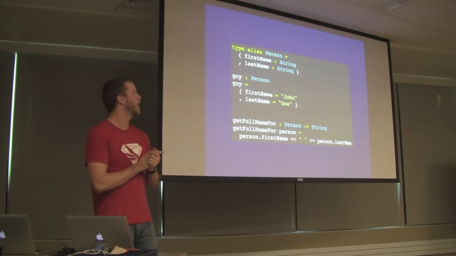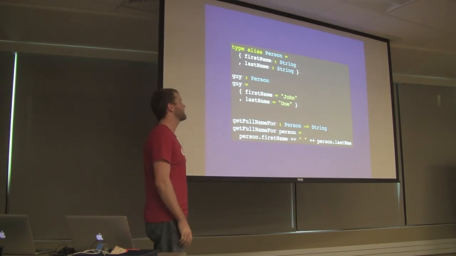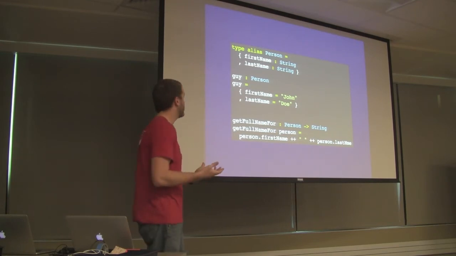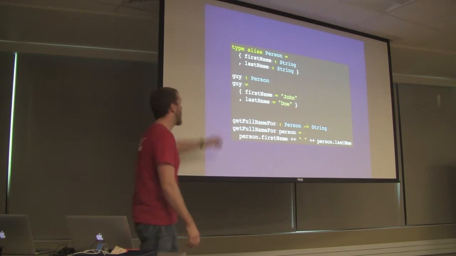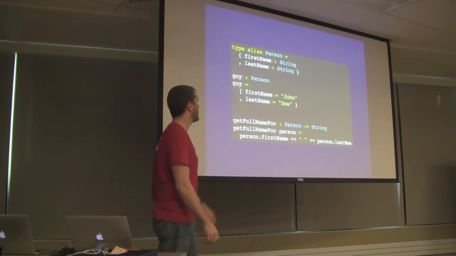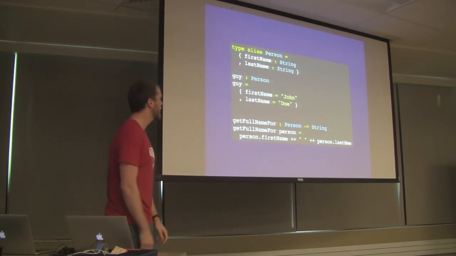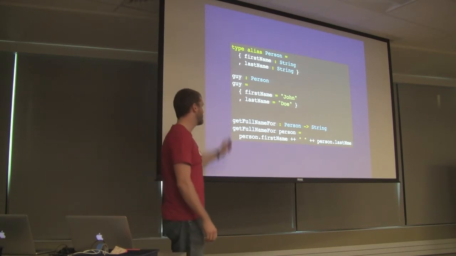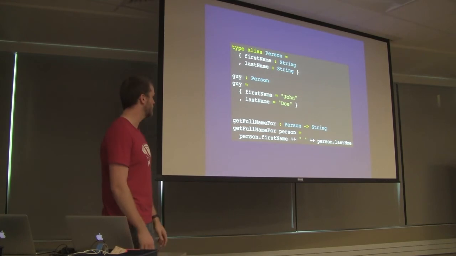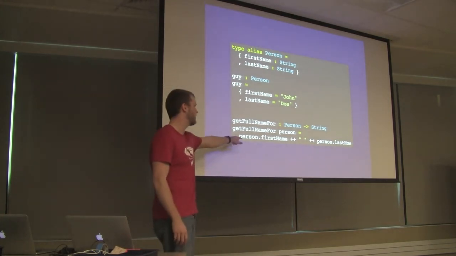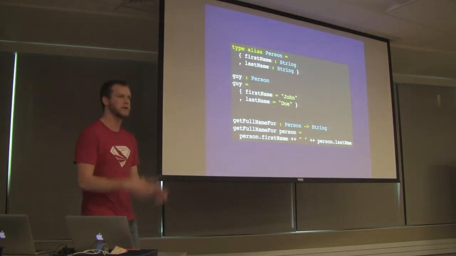So for example, I can create my own custom type and say, I'm going to define a type alias of Person. So I'm going to have certain variables that fit that shape. Here's guy. Guy is a variable of type Person. And here's the values that I'm filling in for him. I can also use that in a function. So getFullName is a function. It takes in a Person and it returns a String. So for a given person, I return the first name and the last name appended to each other.